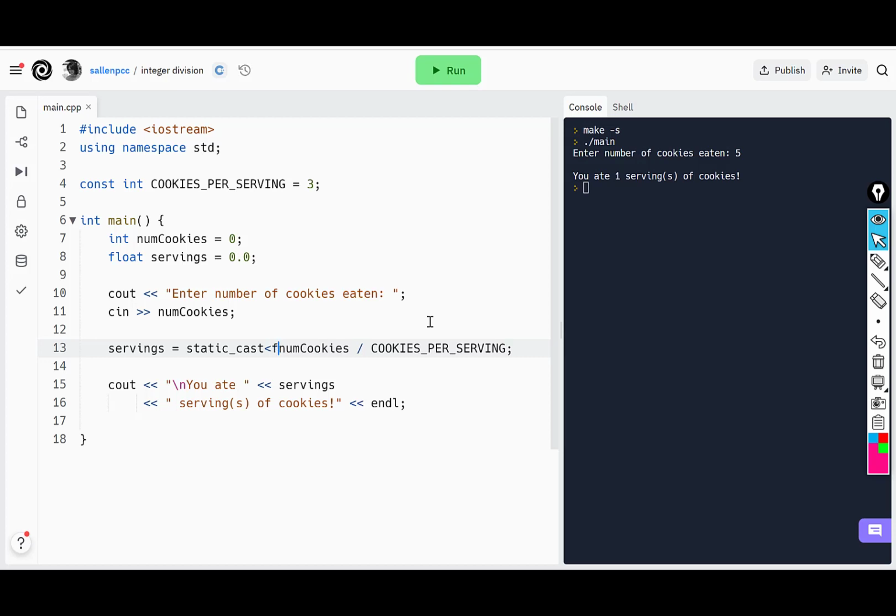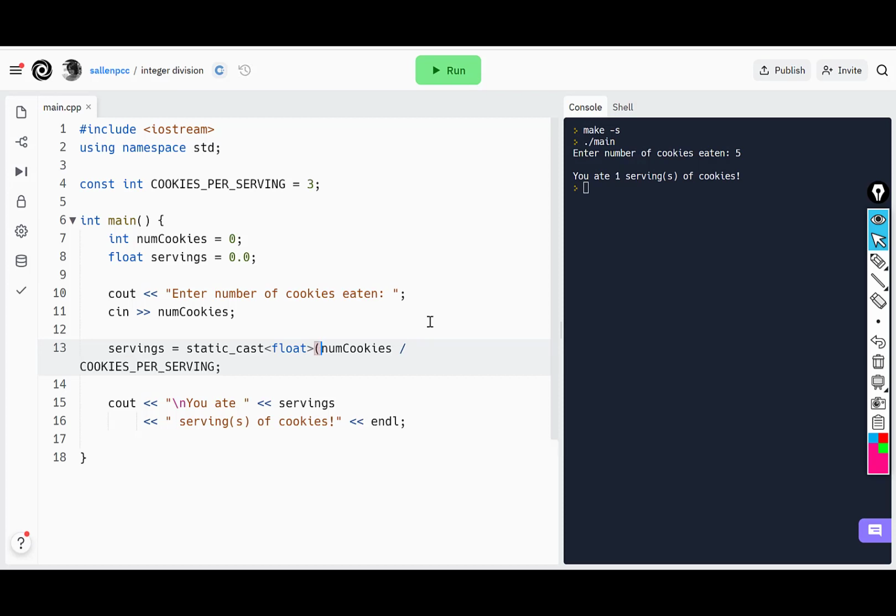You will put the type that you want it to change to, and then you'll put the variable in parentheses. So we are saying change num cookies to look like a float just for this calculation, because remember, only one operand needs to be a float or a double in order to save the decimal portion. So when I run this again, and if I have eaten 5 cookies, I ate 1.6667 servings of cookies.